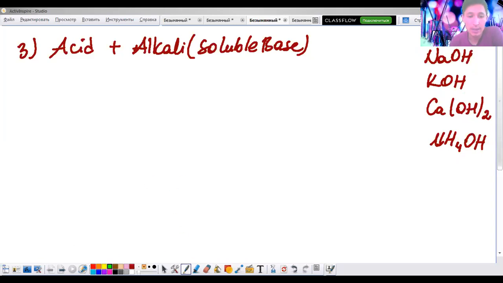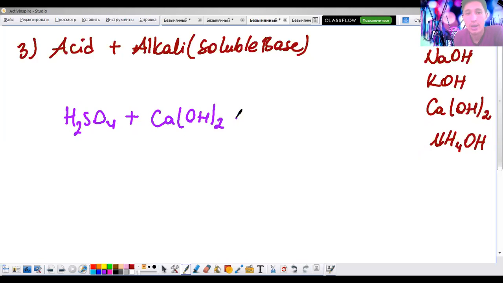Let me write the reaction here. Let's take one acid, for example phosphoric acid. Phosphoric acid is difficult for you, so let's take another acid: sulfuric acid. Sulfuric acid plus, for example, calcium hydroxide. What will it produce? It will produce calcium sulfate plus water.